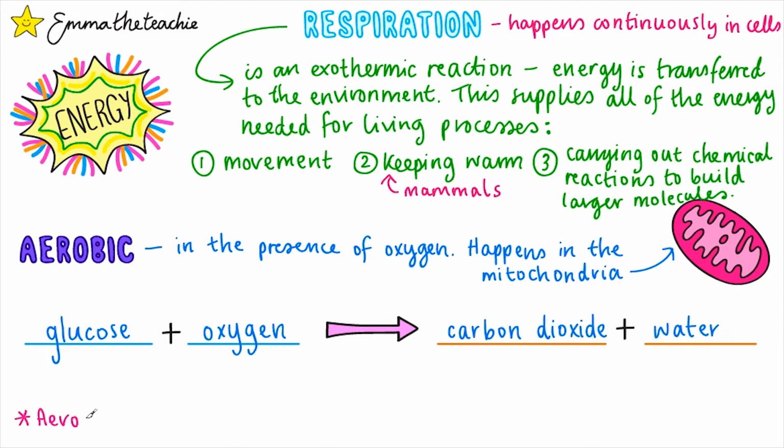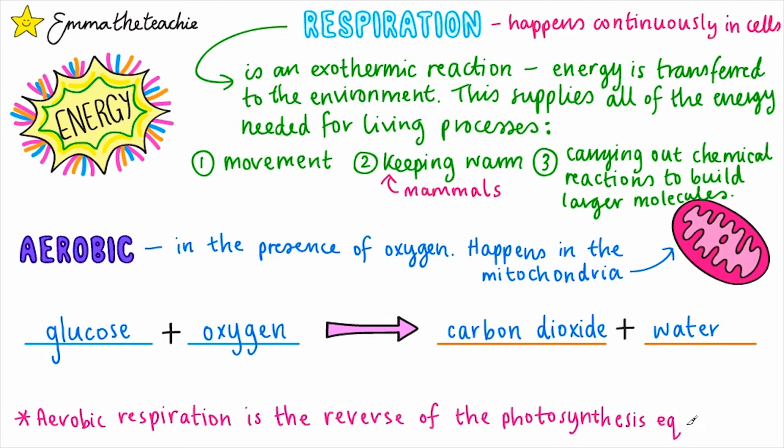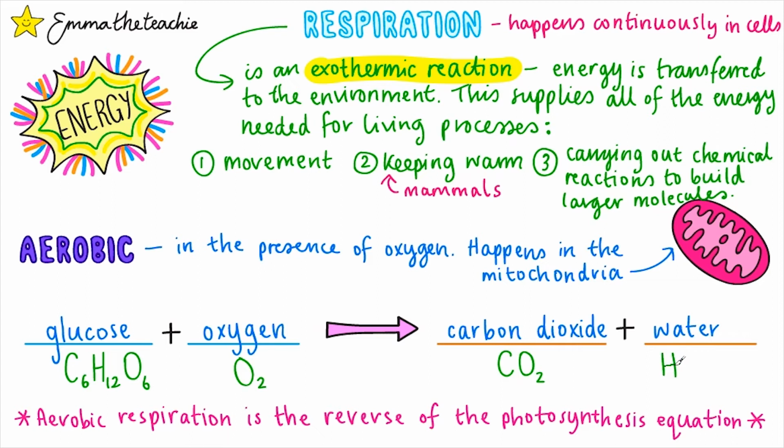This equation for aerobic respiration is actually the reverse of the photosynthesis equation, so this might help you remember it. Photosynthesis was also an endothermic reaction, but respiration is exothermic. That's another important difference. Okay, you also need to know the symbols for each of these chemicals, so pause the video and see how many you can remember. Ready? Glucose is C6H12O6, oxygen is O2, carbon dioxide is CO2, and water is H2O.